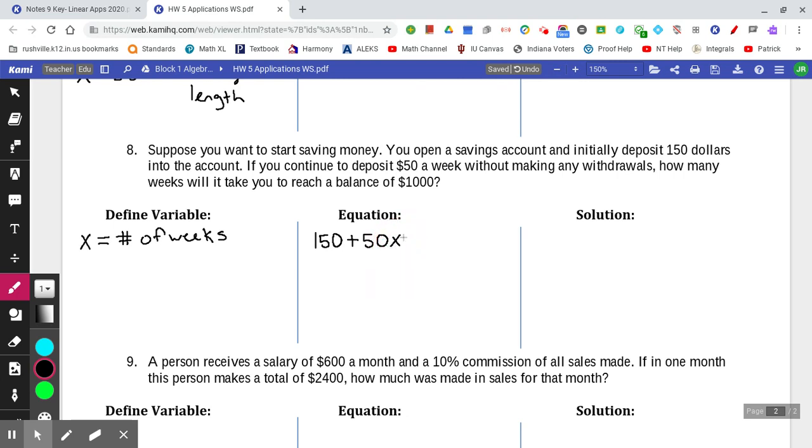So 50 times x. We are trying to make the balance in the savings account be $1,000, so it needs to be equal to $1,000. So the left side of this represents how much money we're putting into the bank, and the right-hand side of the equation represents how much money we want in the bank. And so when these two values are equal, whatever x is telling us, well, that's the number of weeks it takes to make that balance be $1,000 in the bank. All right, so now you'd go through and solve this, and x represents that number of weeks.